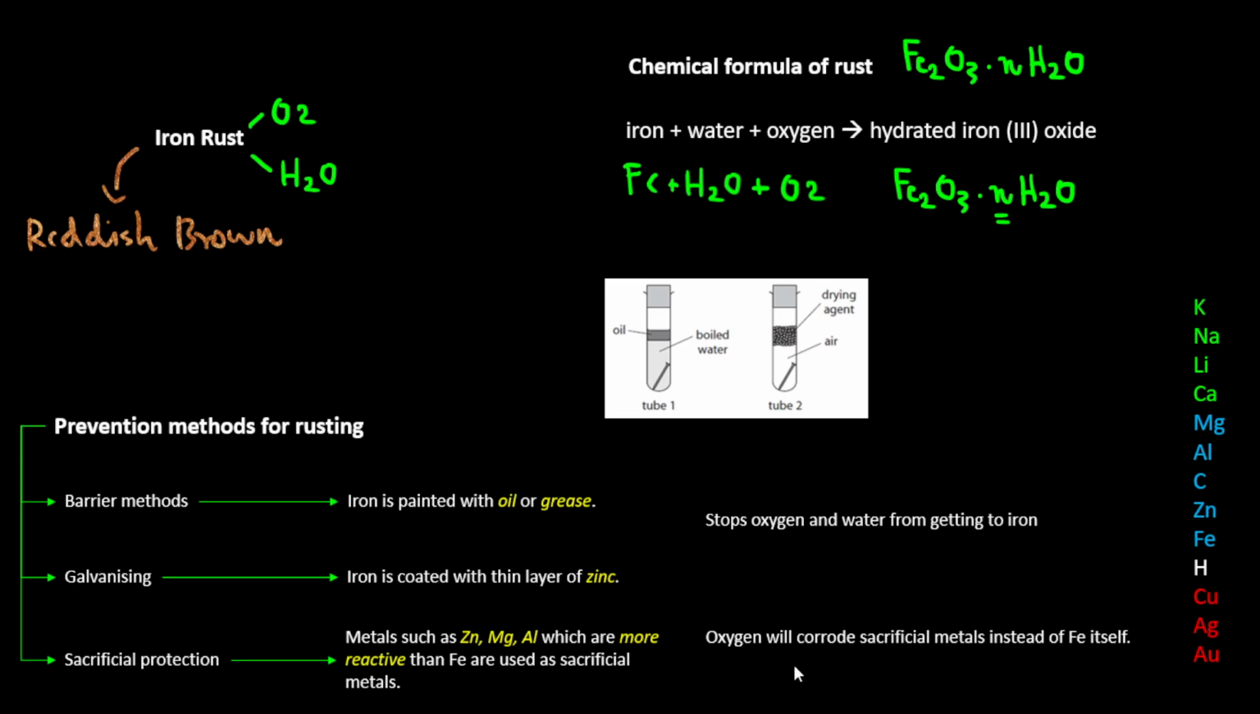So galvanizing is actually a combination of the barrier method and sacrificial protection, because by having zinc, right, you're having a sacrificial metal here because zinc is above iron in the reactivity series. So oxygen is going to corrode zinc, okay, instead of iron itself. And then since you're coating it, right, it is actually a barrier method, okay, very similar to wax or grease. So galvanizing is a combination of barrier and then sacrificial protection.